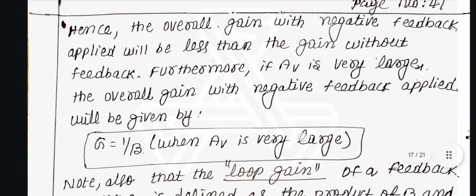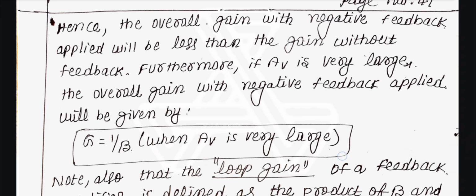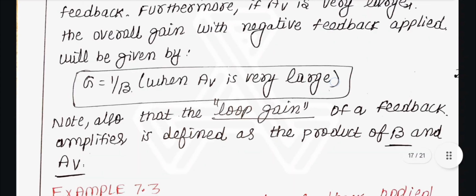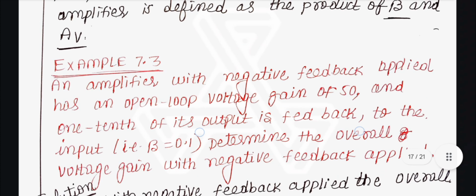Hence the overall gain with negative feedback applied will be less than the gain without feedback. Furthermore, if AV is very large, the overall gain with negative feedback applied will be G equals 1 by beta. Note also the loop gain of the feedback amplifier is dependent on the product of beta and AV. Negative feedback.